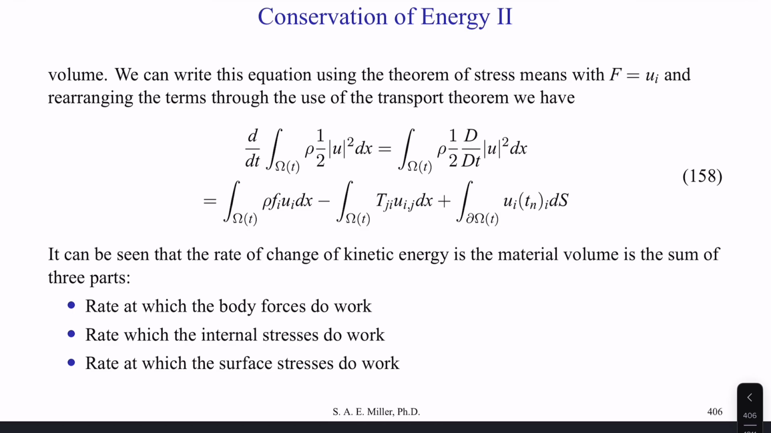It's nice to write the equation this way because we can see that the rate of change of kinetic energy in the material volume is the sum of three parts: the rate at which body forces do work, the rate at which internal stresses do work, and the rate at which surface stresses do work, respectively.